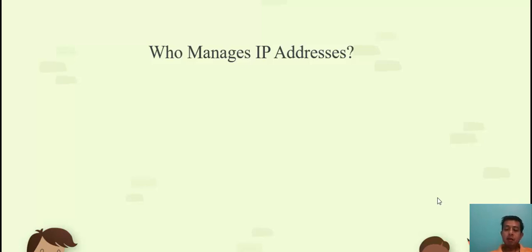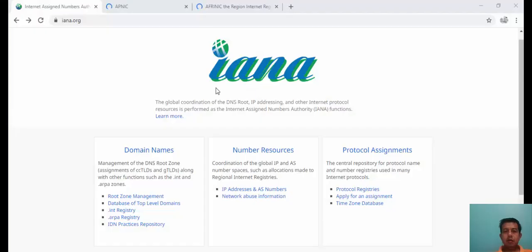But where does this ISP get its IP addresses from? That means, who owns all these IP addresses? Now let's look at it. This organization, IANA, whose full name is Internet Assigned Numbers Authority, is responsible for all IP addresses, whether IPv4 or IPv6. All the IP addresses are managed by this organization.